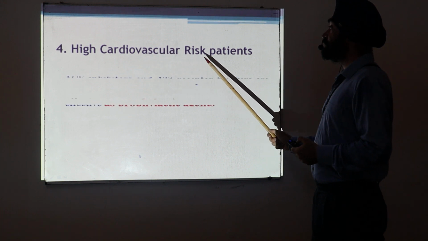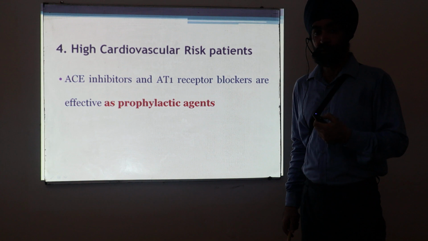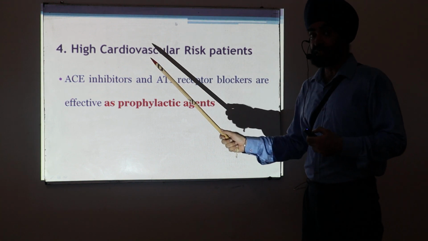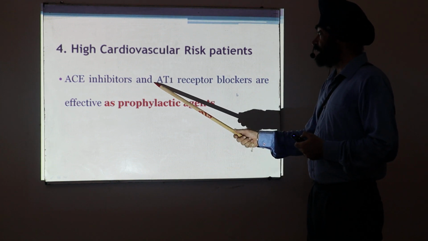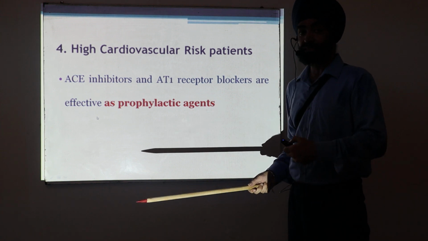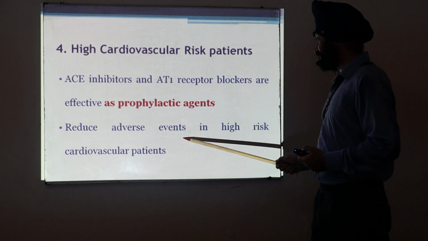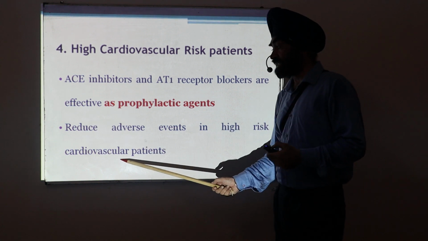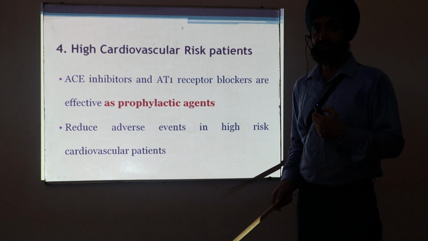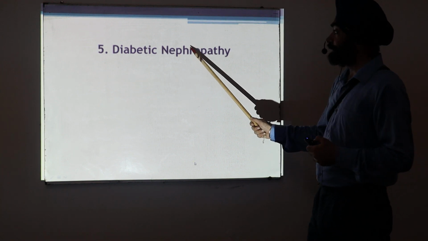Fourth, high cardiovascular risk patients. If you see a person is hypertensive, has angina, okay, so these kinds of things are there, and you can say these are risk patients, cardiovascular risk patients. So they can be used as prophylactic agents so that the disease doesn't progress. So they reduce the adverse events in high risk cardiovascular patients. The person's survival rate is increased, with lesser chances of adverse effects. Okay, so this is another use. Then another use is diabetic nephropathy.